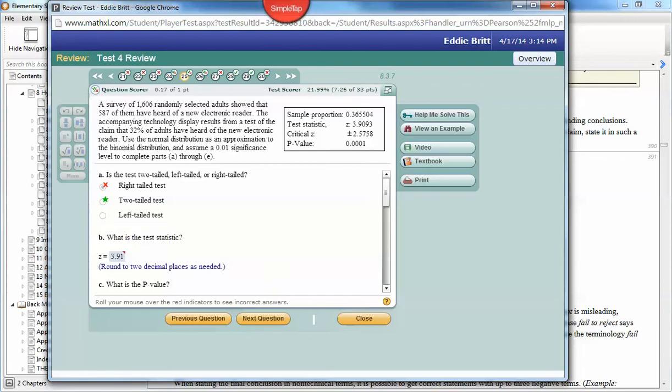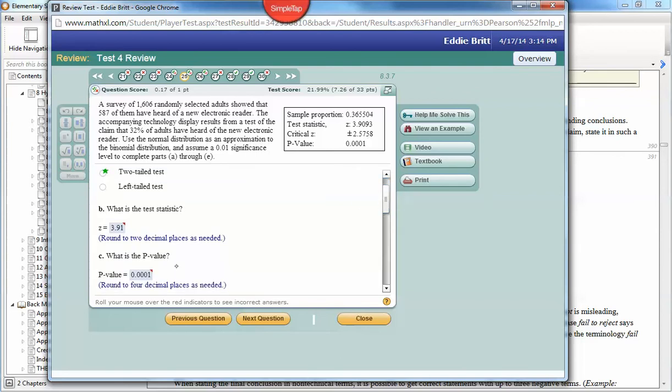Okay. What is the test statistic? It's given to us in this box right here. So round to two places like it says, 3.91. What is the p-value? 0.0001. That is a super small number.